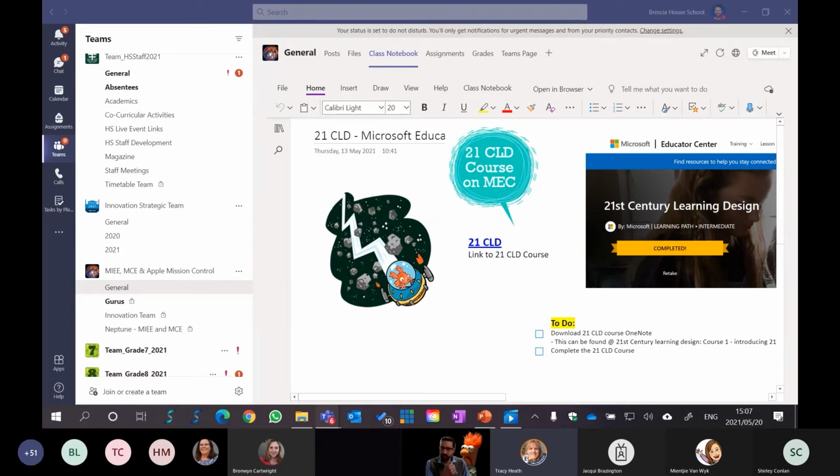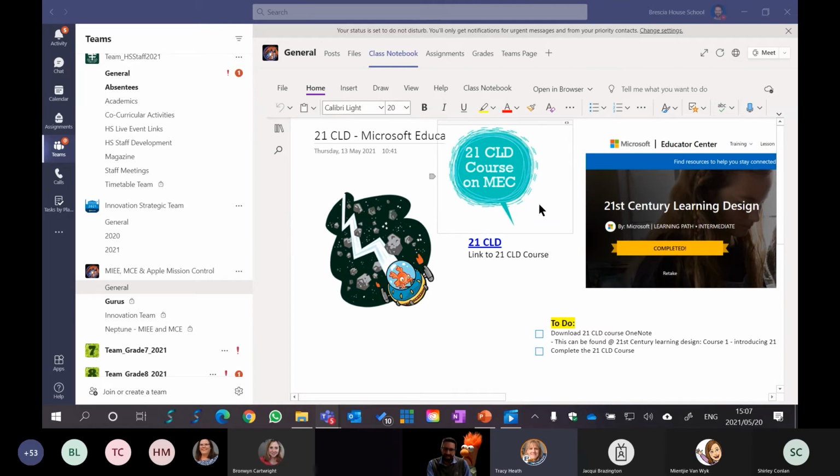Before we get started, I would like to just share with you where the class notebook sits for this team, what we're doing, where we're going, and how you can find some information. If you go back to the MIE, MCE, and Apple Mission Control page or team, you'll see that there is a class notebook. If this is the first time that you're clicking on it, it's going to ask you to get started and get set up. So please go ahead and do that and make sure that you're getting it going.